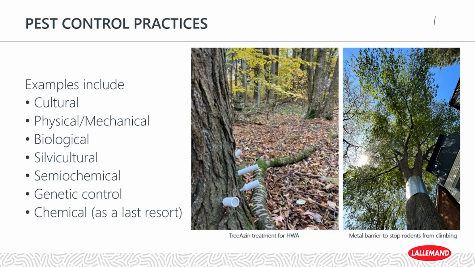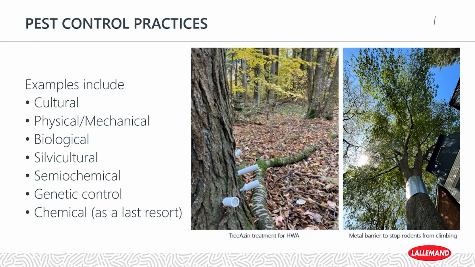Cultural methods take into consideration proper tree and site selection, soil health and amendments, mulching, and irrigation. Mechanical and physical control relies on the use of tools or physical barriers. So for example, following proper pruning techniques, removal of dead, declining, or infested branches, handpicking insect pests, using pheromone traps, or using physical barriers like tree guards.